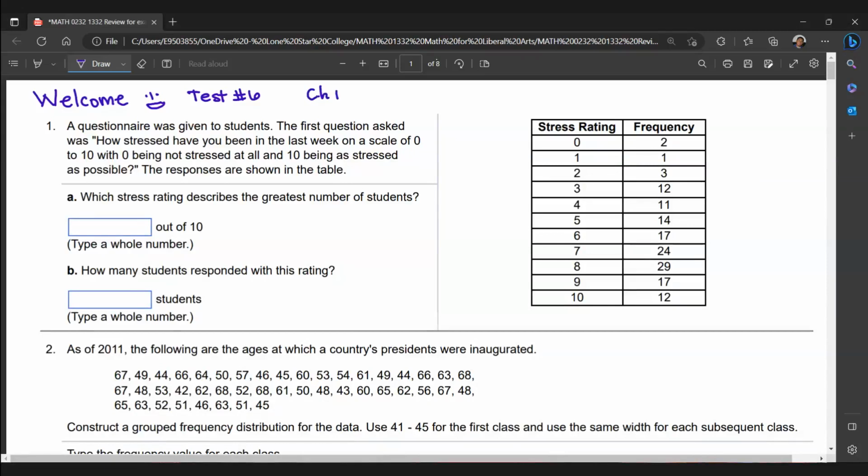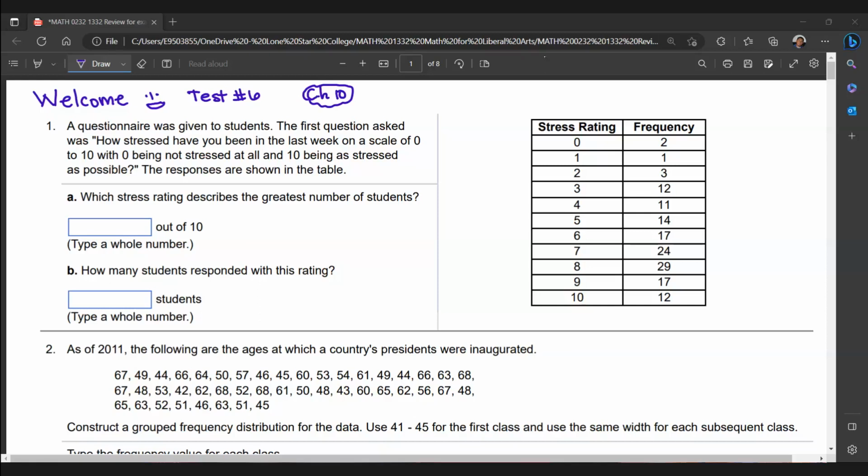Chapter 10. Okay, so let's see what kind of examples we are going to be challenged with for this particular exam. Question 1: a questionnaire was given to students. The first question asked was, how stressed have you been in the last week on a scale from 0 to 10, with 0 being not stressed at all and 10 being as stressed as possible? The responses were shown in this table. We have the stress rating, and then we have the frequency.